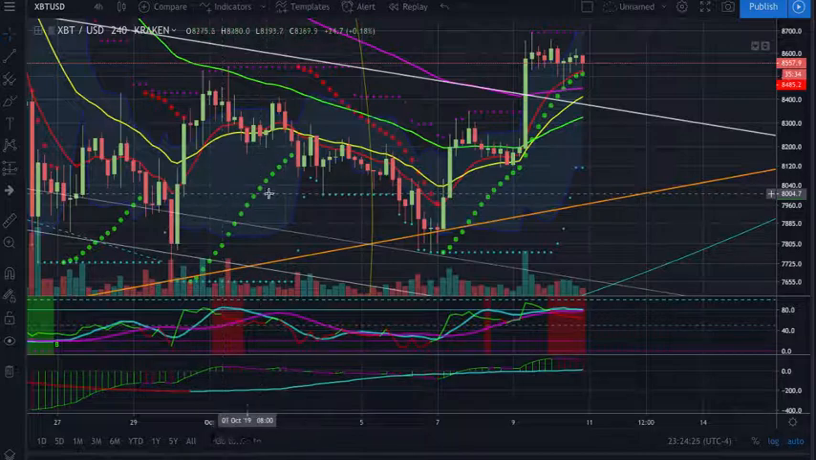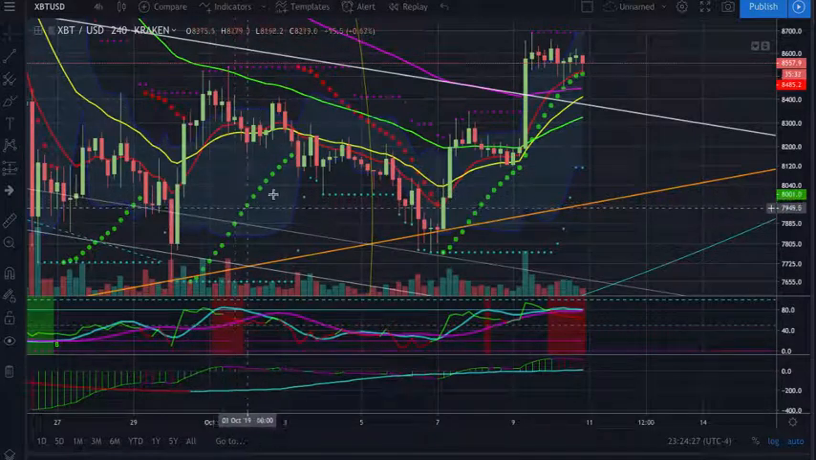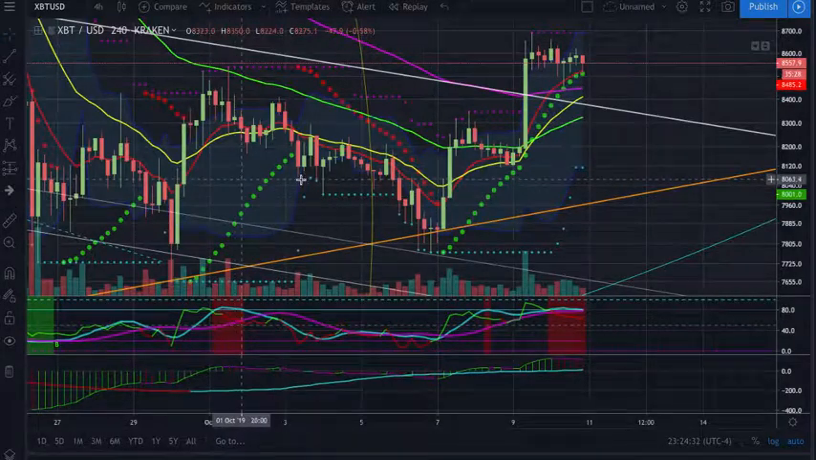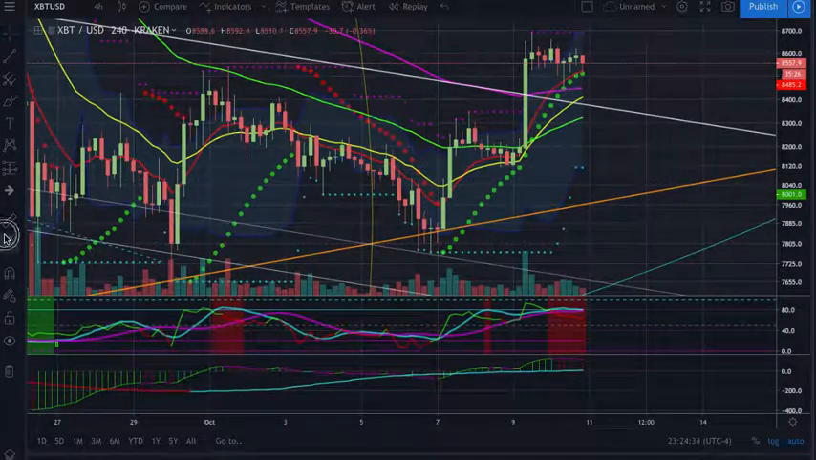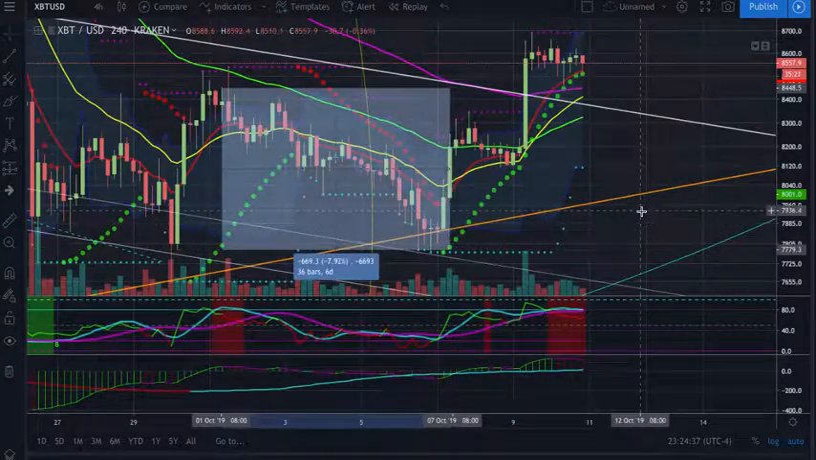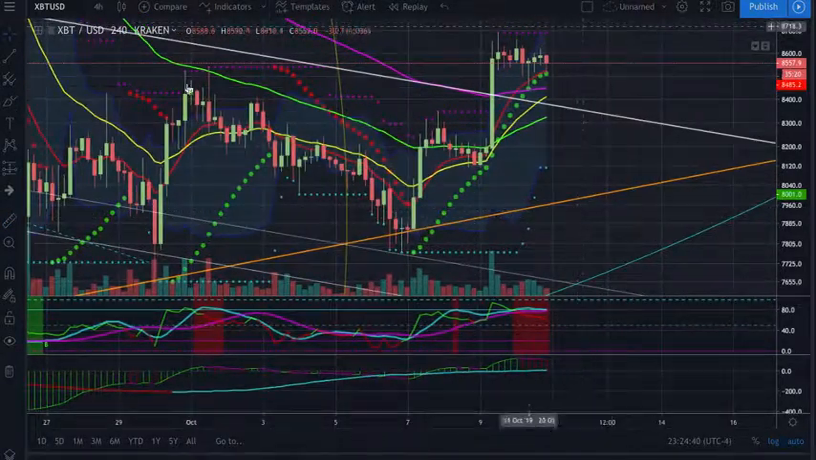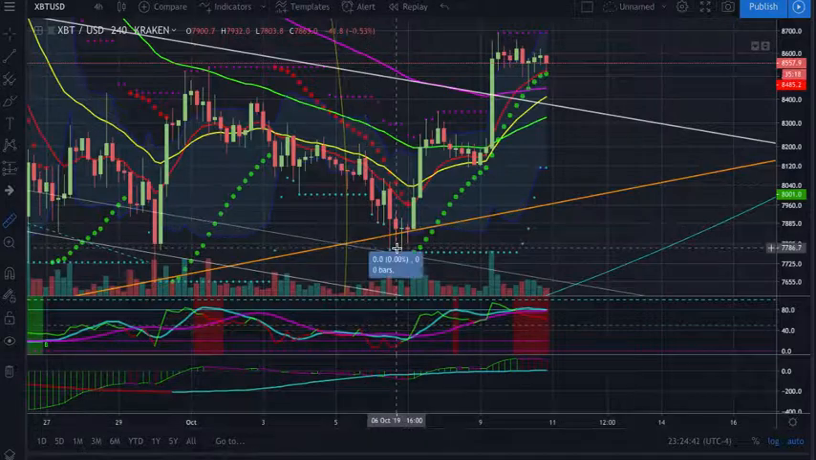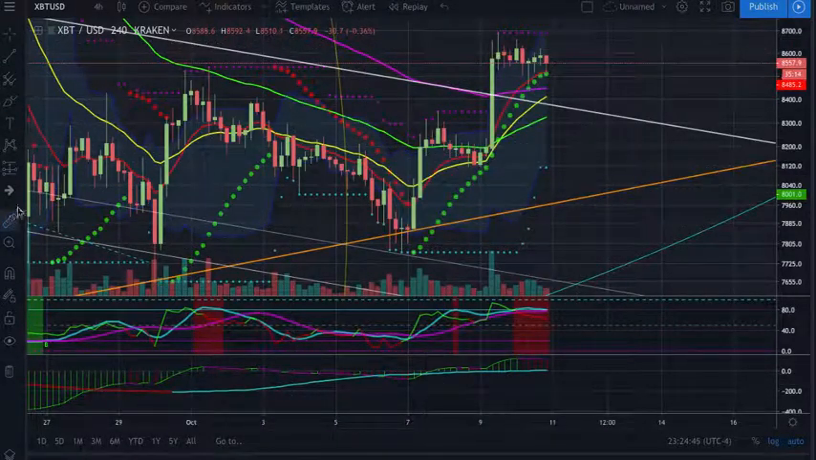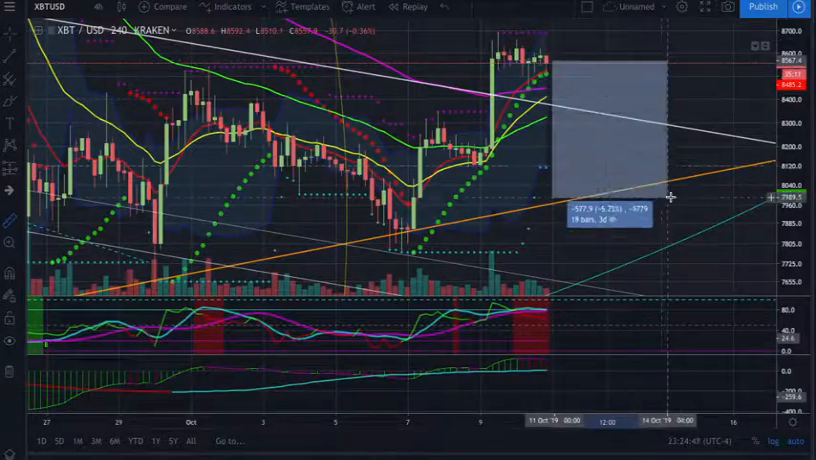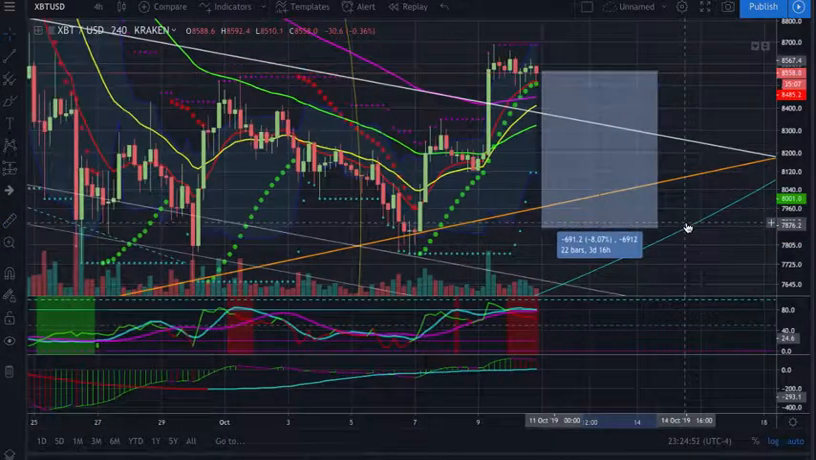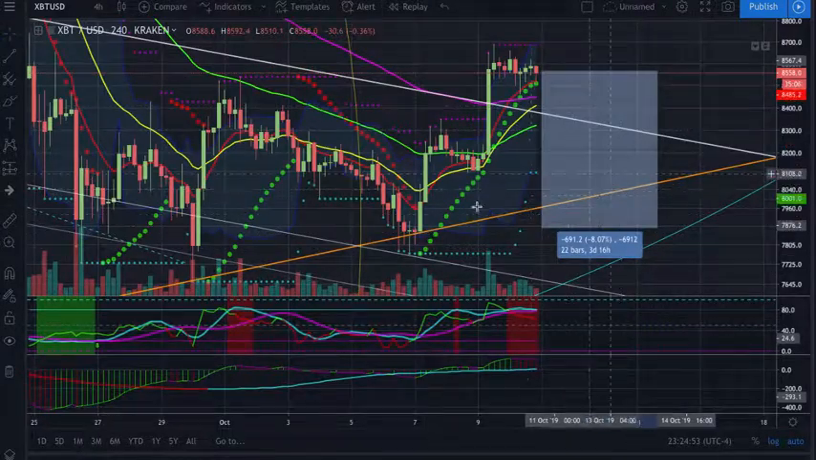You can see last time we got this signature right here, we got a nice continuation to the downside. Let me check what percent this is. That's like an 8% move to the downside. Then we got about a 10%, 11% move back to the upside. So if we saw another 8% back to the downside from this area, I think 7,800, 7,900, 8,000 is a likely area.